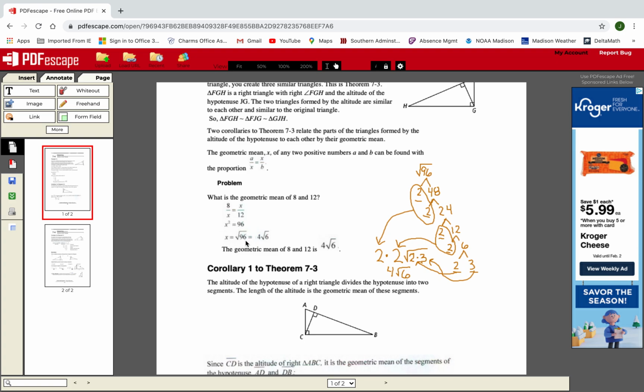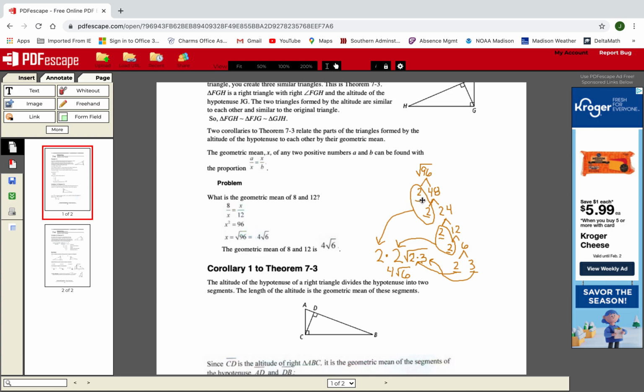So going from root 96 to 4 root 6 is a process that I thought needed a little bit more explanation. This is called simplifying your radicals. I've shown the process over here on the right. If you start with the square root of 96, you're going to make a factor tree of 96. Since it's an even number, I just started by dividing it by 2. So 96 is 2 times 48. And any number that's not prime, you're going to continue factoring from that.